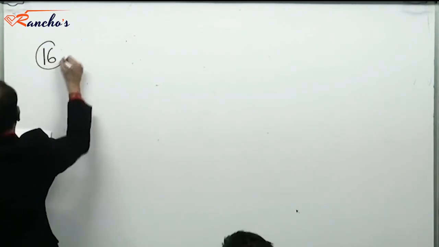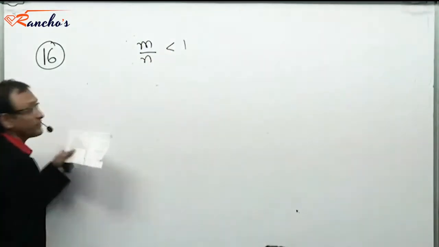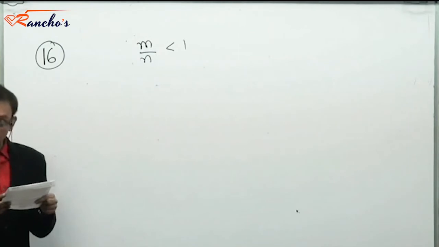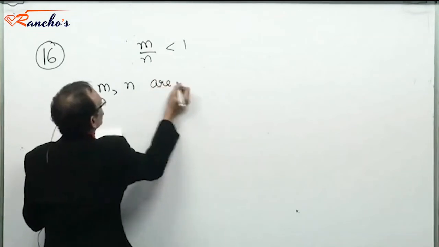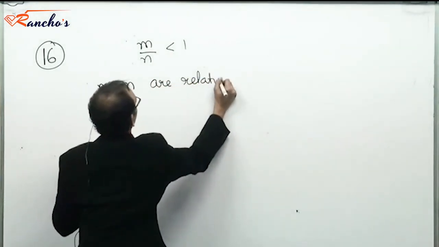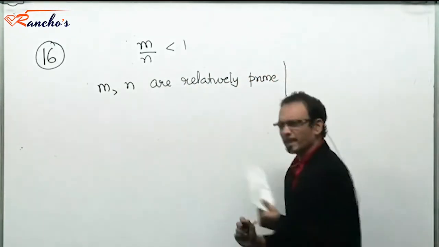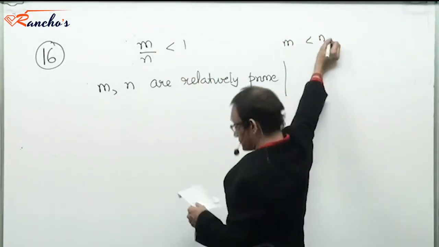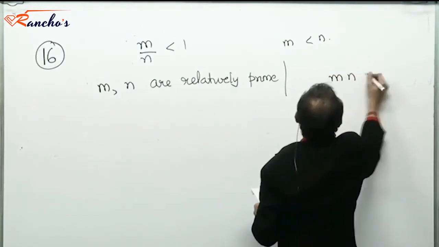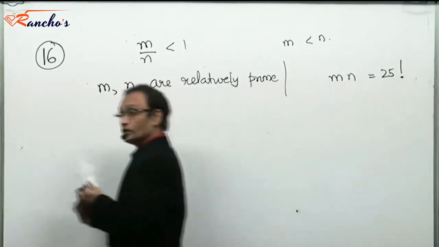Now the number of ways, 16, in which we could select all rational numbers m by n. M and n are positive natural numbers and are relatively prime, such that m is less than n, but m into n must be 25 factorial.